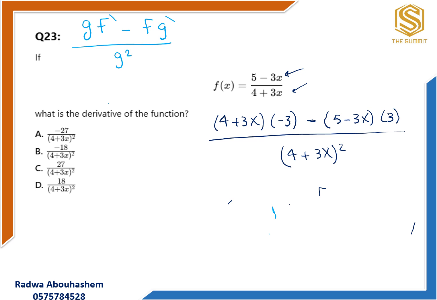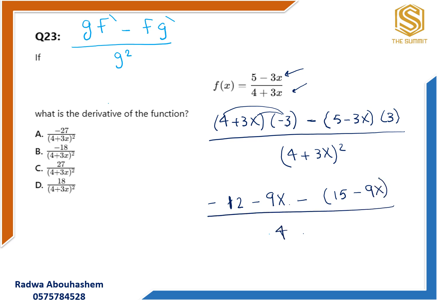Now let's try to simplify. Let's distribute over the bracket. Negative 3 times 4 gives me negative 12. Negative 3 times 3x gives me negative 9x. Okay, I will just distribute. So 3 times 5 gives me negative 15 minus 9x over (4 plus 3x) all to power 2.